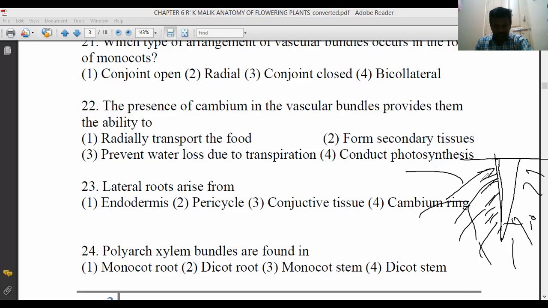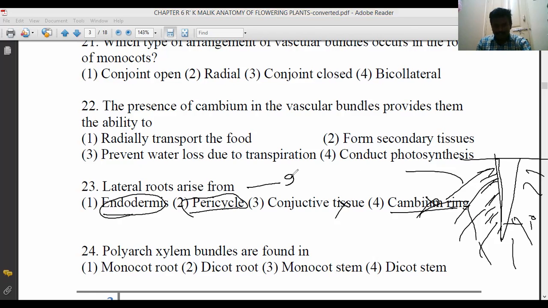See, here one part will be there. Lateral roots arise from the pericycle. The pericycle is a part in plant roots. They are endogenous in growth. Lateral roots do not arise from the endodermis; the endodermis does not produce roots, root hairs or lateral roots. So the first option is wrong. Pericycle produces roots. Conjunctive tissue is nothing but tissue between xylem and phloem; it does not form lateral roots. Cambium ring does not form lateral roots.